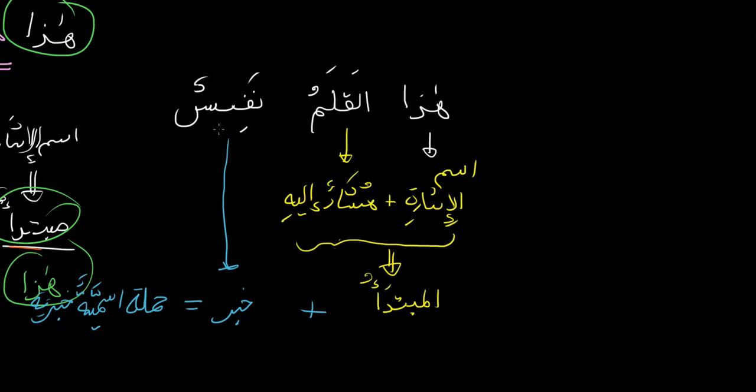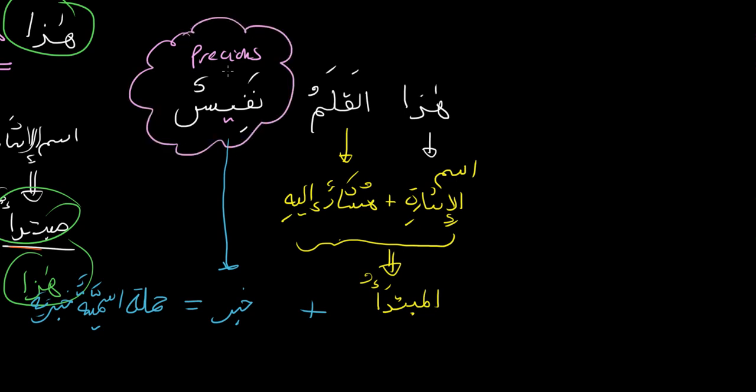So هذا القلم, ism ishara and mushar ilayh, that's mubtada and that's a khabar. This is a precious pen. Nafisun is precious. That's a new vocab word that you have to know. Nafisun is precious. This is a precious pen. Okay, so that's how we analyze some of these sentences. Inshallah, next time we'll go on a little bit.